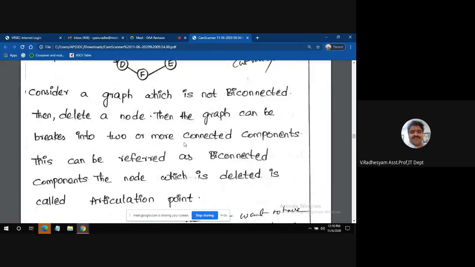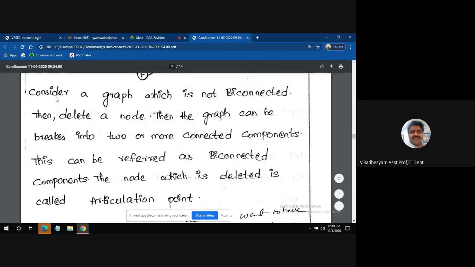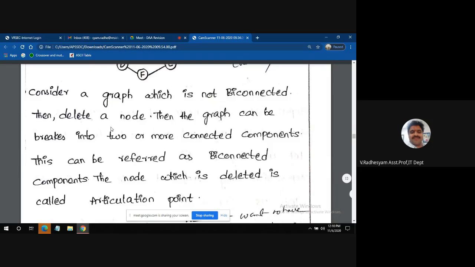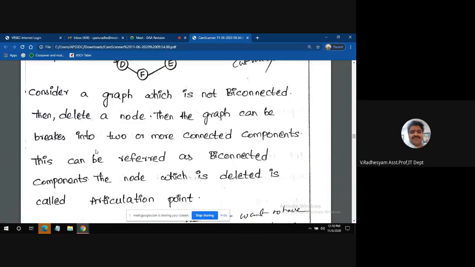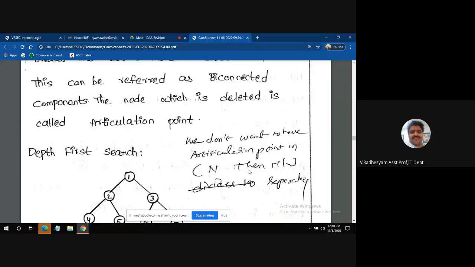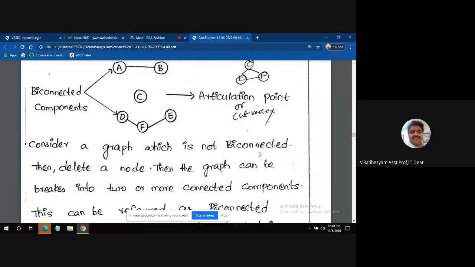Okay. So that's why I gave a definition here. Consider a graph which is not bi-connected. Then delete a node. Then the graph can be broken into two or more connected components. This can be referred to as bi-connected components. The node which is deleted is called an articulation point or a cut vertex.